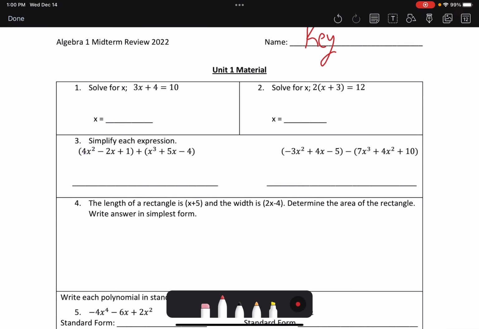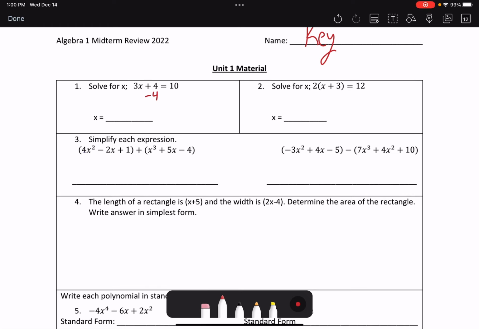So these first two problems, I'm solving for the variable x. And in order to do so, I need to first isolate my variable term. So number one says 3x plus 4 is equal to 10. And I've got to get that 3x by itself. So I'm going to use the inverse operation of addition, and that's going to be subtracting 4 on each side.